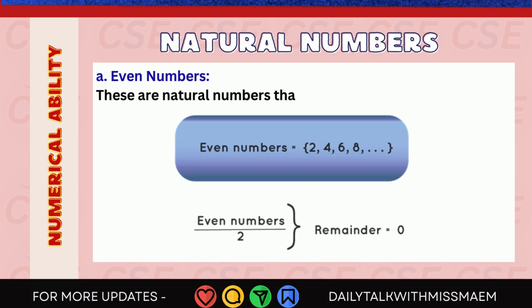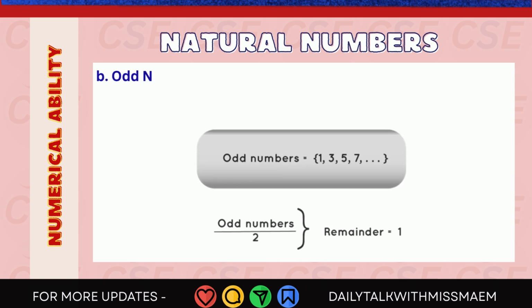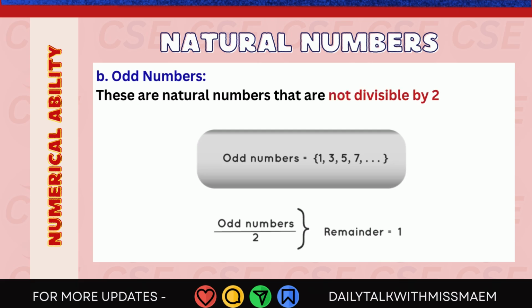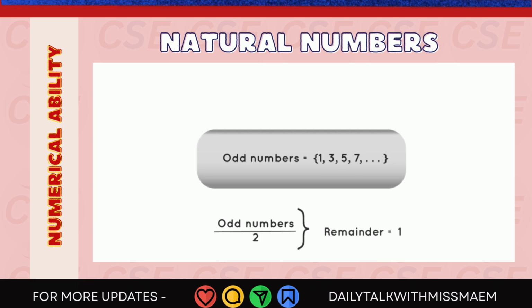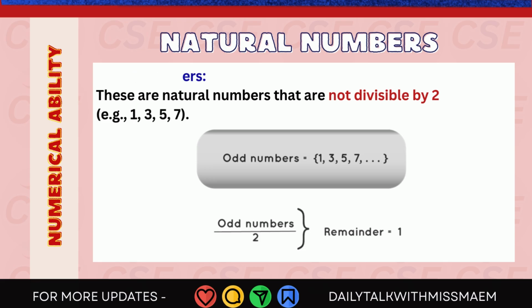Next, even and odd numbers. Even numbers. These are natural numbers that are divisible by 2, e.g., 2, 4, 6, 8. While odd numbers. These are natural numbers that are not divisible by 2. E.g., 1, 3, 5, 7.